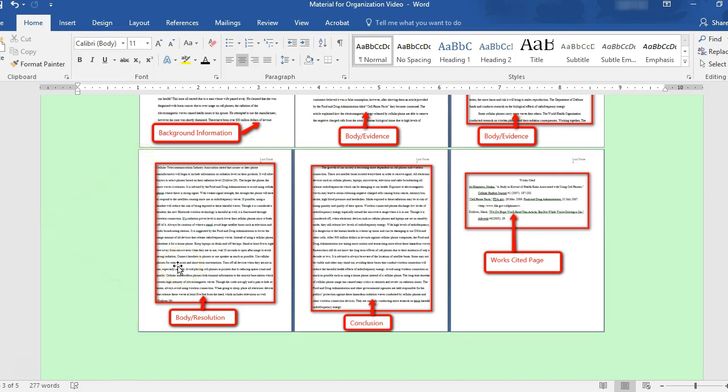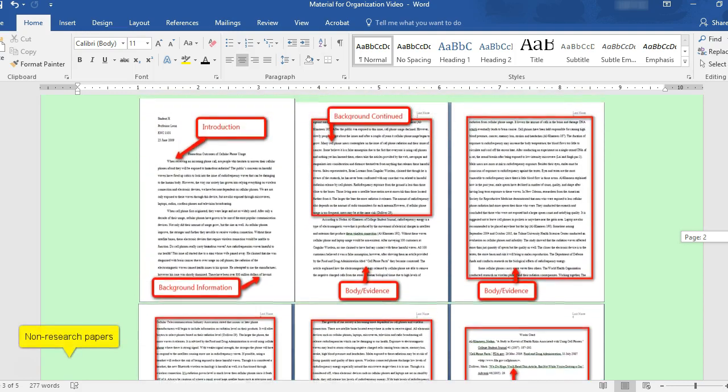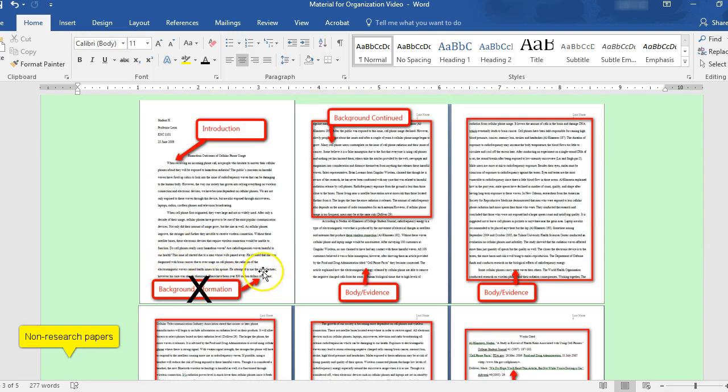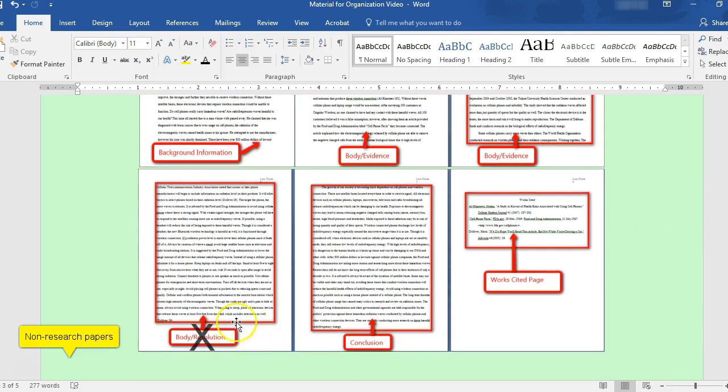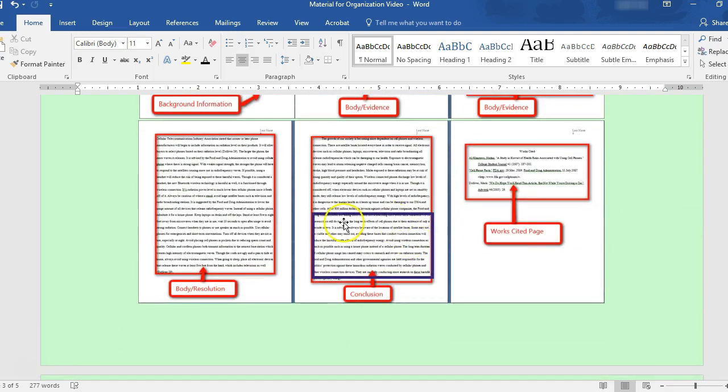Now, that doesn't mean that all research papers have to have a resolution section and a background section, but usually they do. All papers, regardless if they're research papers or non-research papers, have to have a conclusion, along with the works cited page. Basically, this is a layout of what a paper would look like. Now, if it's a non-research paper, we would not have the background information section, and we would not have the resolution section. So it would just be the introduction, the body paragraphs, the conclusion, followed by the works cited page.